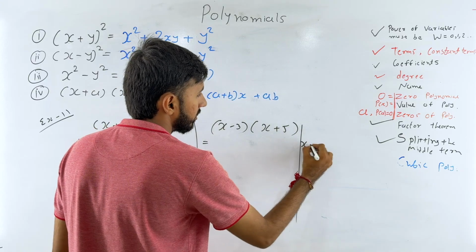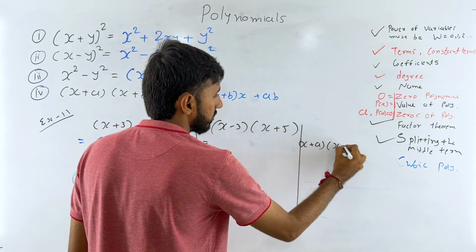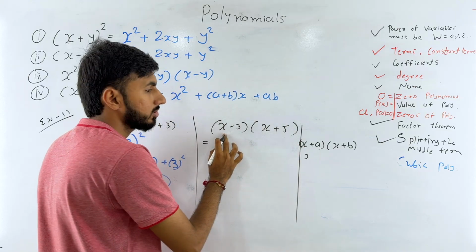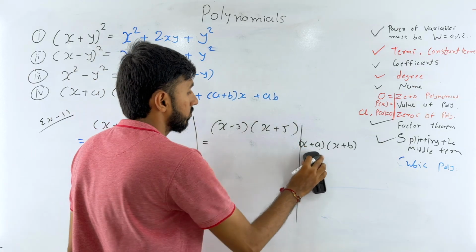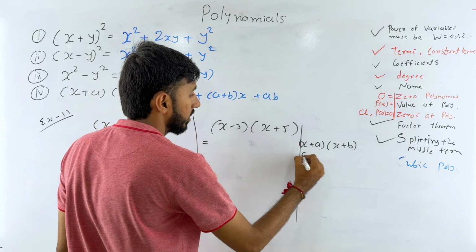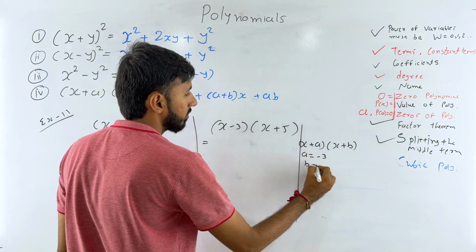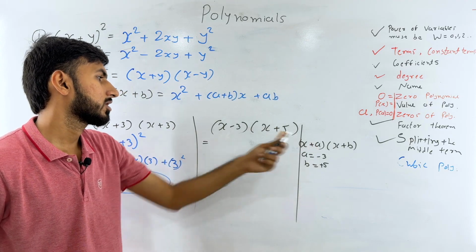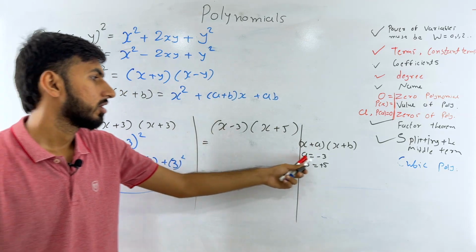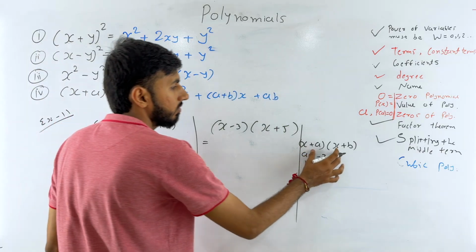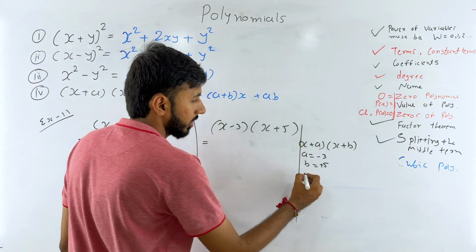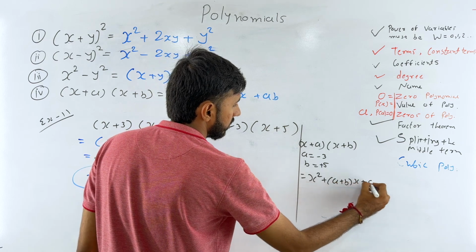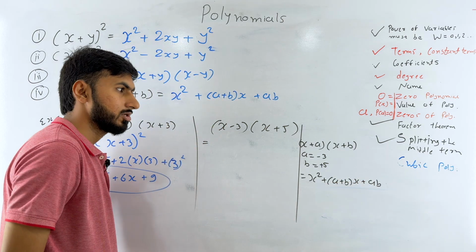So if you compare it with x plus a and x plus b, your x and x here are both the same. So you don't have to change x. You just have to change a and b. So a is equal to minus 3, b is equal to plus 5, right? Don't get confused with the sign. Here I have a plus sign and here I have a minus sign. So I have to take a is equal to minus 3. Now what will be your answer when you have this identity? Your answer will be x square plus, in bracket, a plus b, x plus a multiply b.